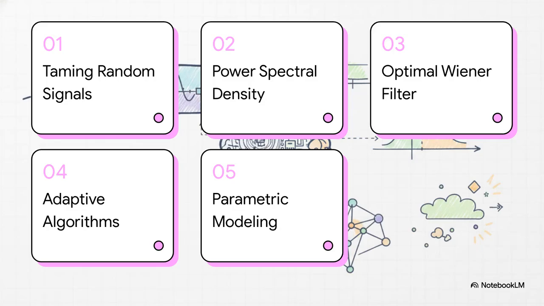Okay, let's dive into this. Here's our roadmap for the journey. First, taming unpredictable random signals. Second, power spectral density. Third, the optimal Wiener filter. Fourth, adaptive algorithms. And finally, parametric modeling.